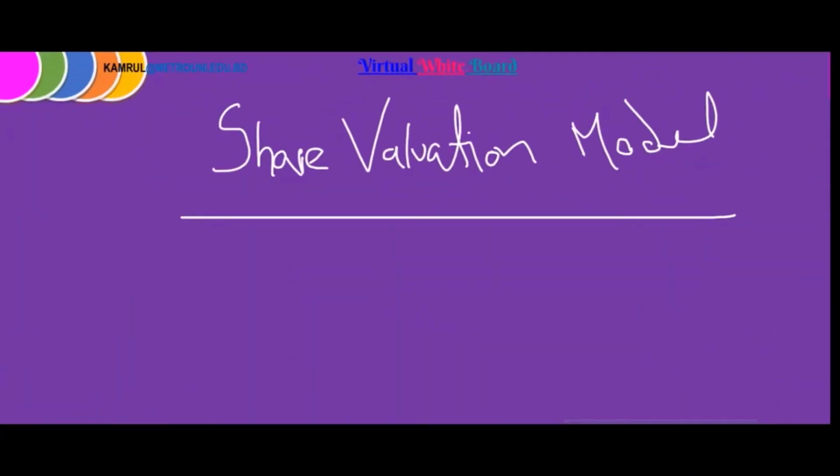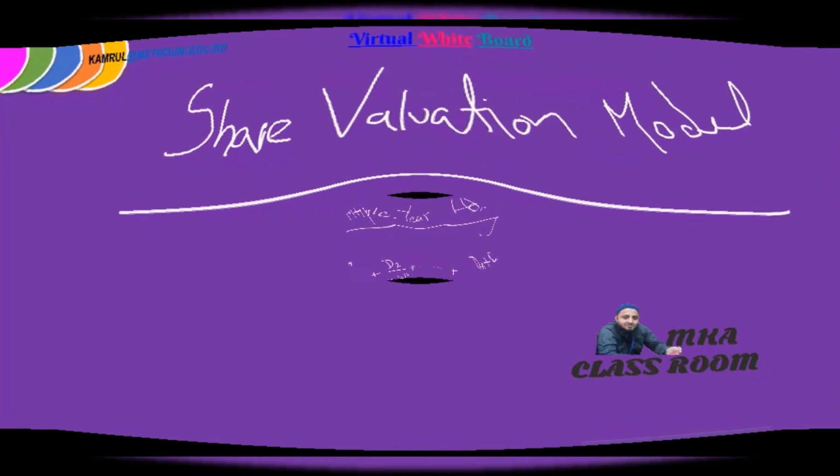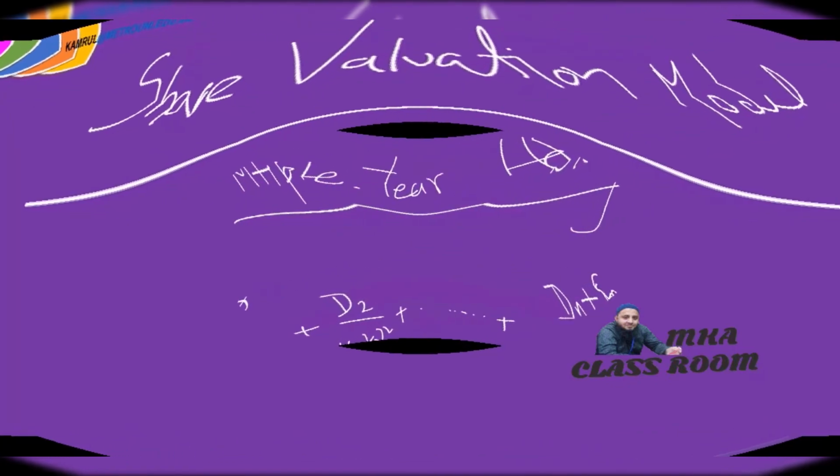Today we will start the share valuation model. The valuation model used to estimate the intrinsic value of a share is the present value model. The intrinsic value of a share is the present value of all future amounts to be received in respect of the ownership of the share, computed at an appropriate discount rate.